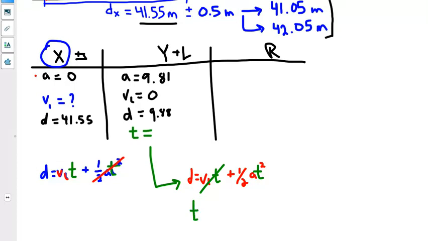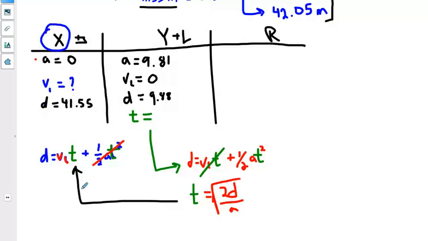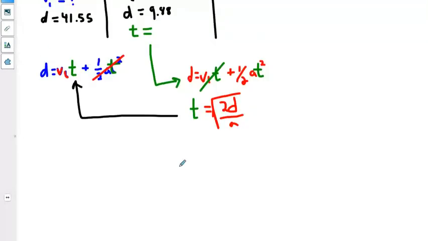Time is going to equal, multiply both sides by 2, so you get 2d. Divide both sides by a, so you got 2d over a. And then you got to square root both sides because it's squared. So square root 2d over a. Okay, cool. Once we get this time, we then can bring it over here. Now, I didn't discuss this in class because when you discuss this in front of 20 people, it usually gets lost. But since it's just a few of us, I'm going to show you a neat little trick here.